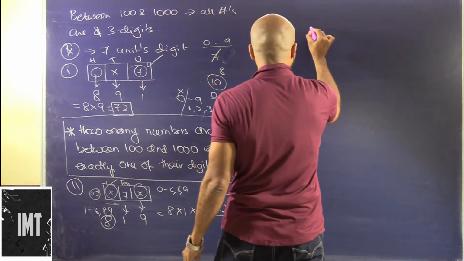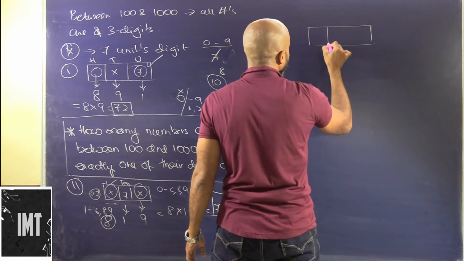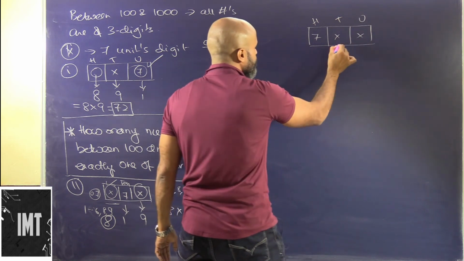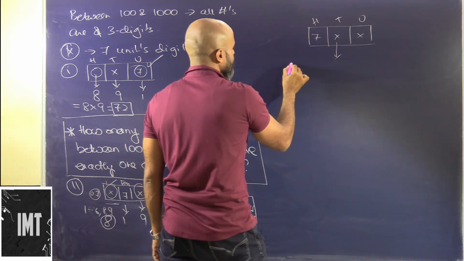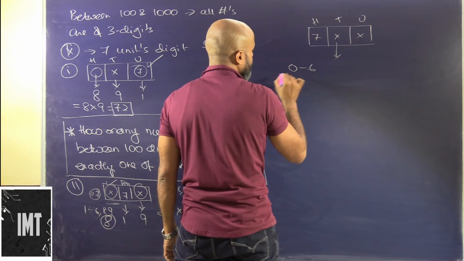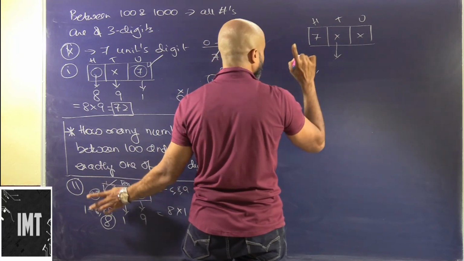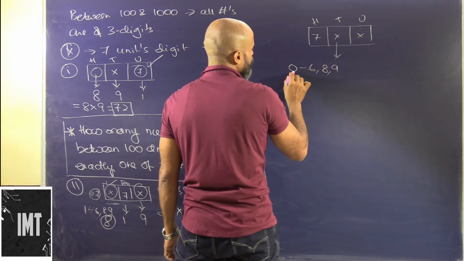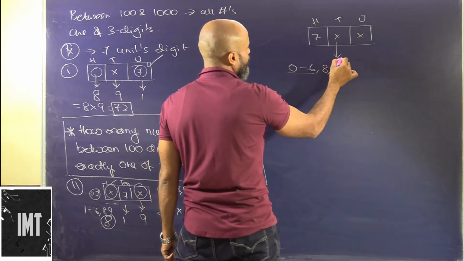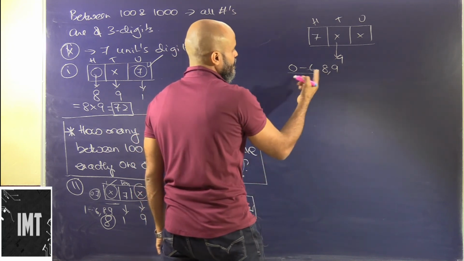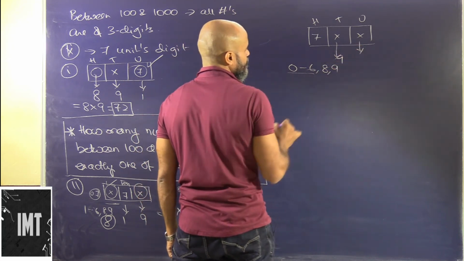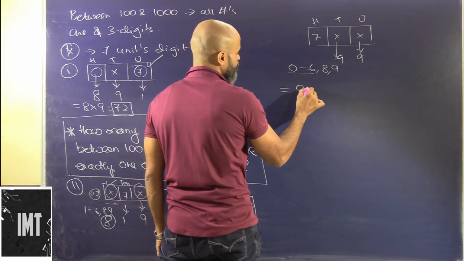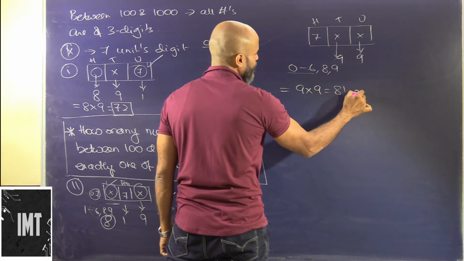Now we will come to the last case in which we have 7 in the hundreds place. So this is basically the hundreds place, tens place and units place. In the tens place we can select any number from 0 to 6 except for 7 because we need it exactly once, and then we have 8 and 9. So we have 9 ways to select this, and the units place also can be done in 9 ways. So the total number of ways will be 9 into 9, that is 81 ways.